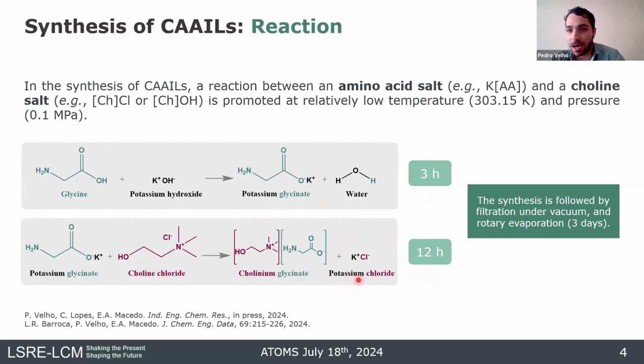All these reactions are performed in ethanol, so not in water, and this allows us to remove potassium chloride from the solution using filtration under vacuum at the end of the reaction. Afterwards, so as to be sure that we are rid of all volatile components, we take this solution to a rotary evaporator for about 3 days, so we finally have the pure ionic liquid.